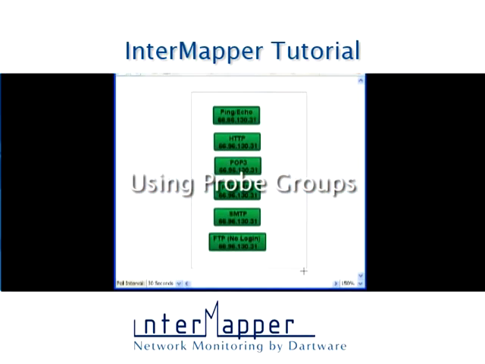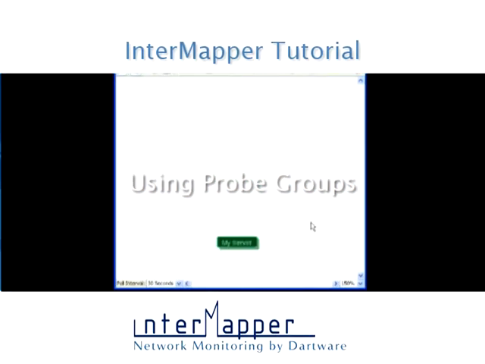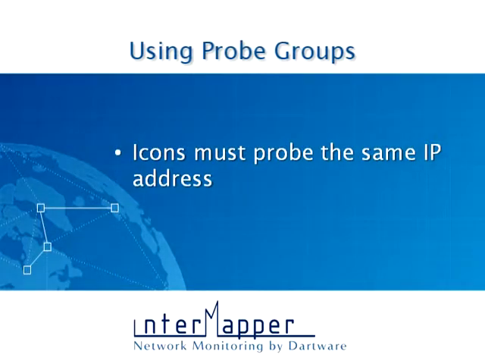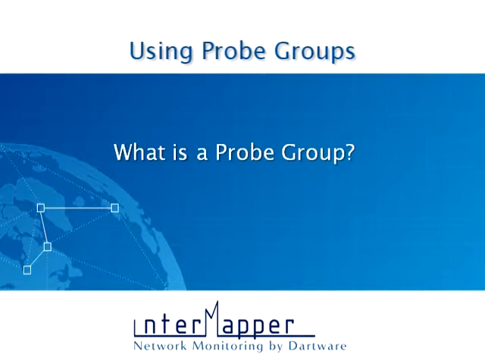Use probe groups to simplify your InterMapper maps. Here's how. If a number of device icons on your map test the same IP address, you can group them together so they appear on the map as one device icon. A probe group is literally a group of probes all polling the same physical device, represented by one device icon.